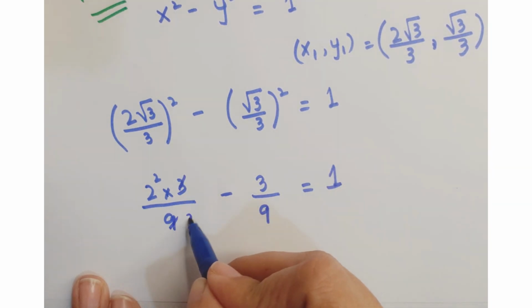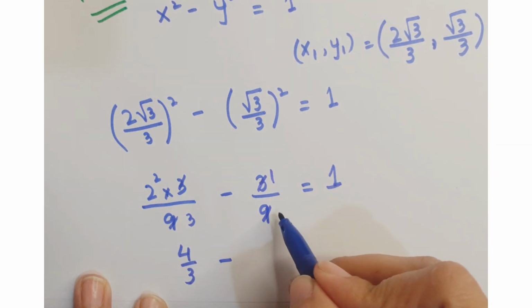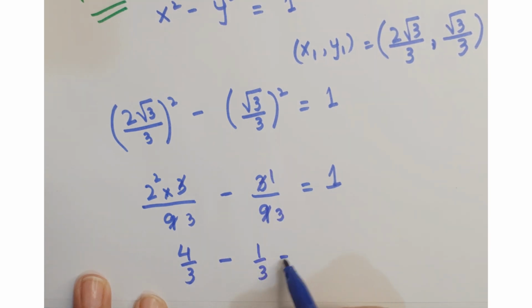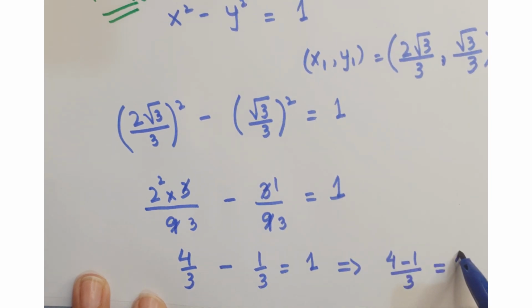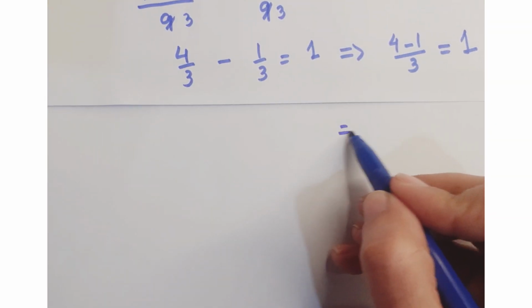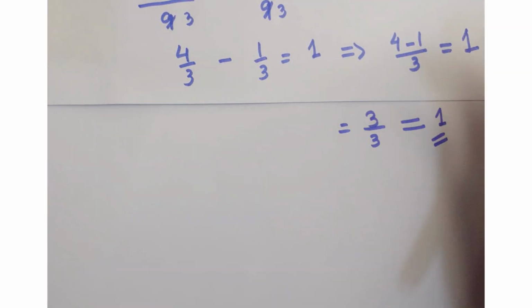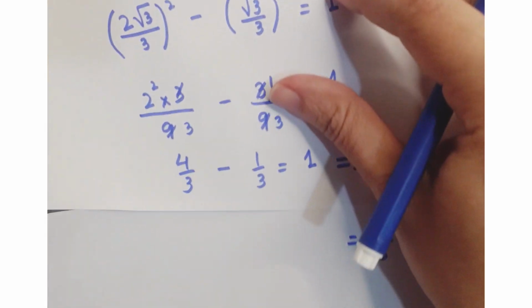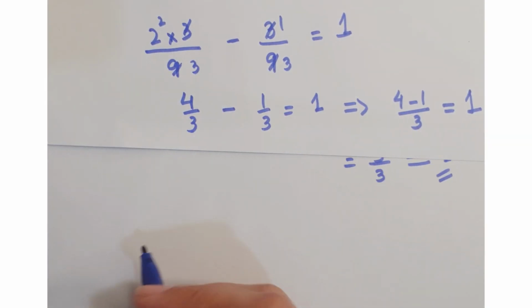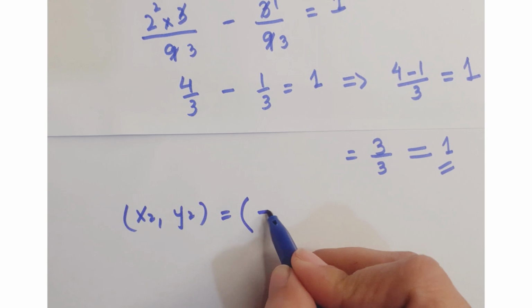So this 3 and this 9 get cancelled. Here you get 4 upon 3 minus 1 upon 3 is equals to 1. Then this implies that this is 4 minus 1 upon 3 is equals to 1. So this is equals to 3 upon 3, which is equals to 1. So x1 and y1 is the solution of this equation. This is verified.